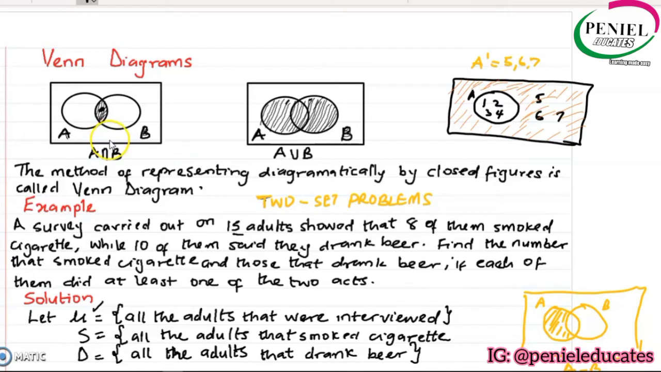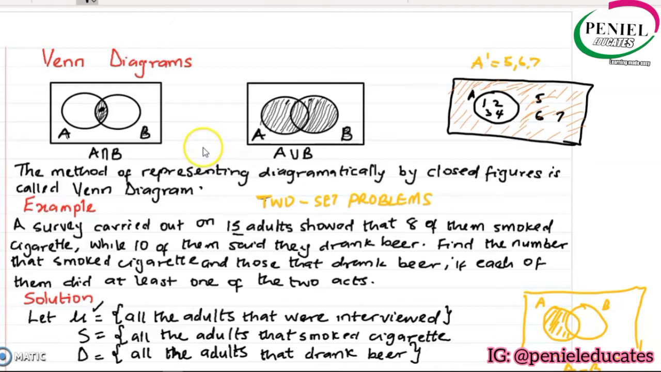And in this video, we'll be starting with Venn diagrams, and we'll be looking at two set problems. First of all, we look at two set problems, problems involving two sets only. And after this, we'll look at three set problems, that's problems involving three sets.